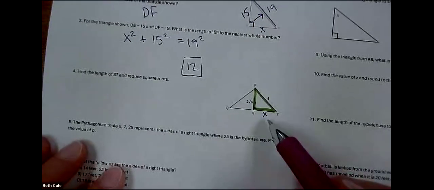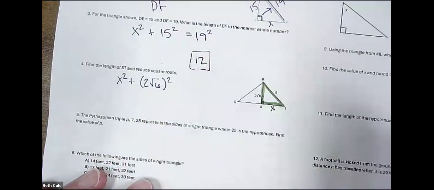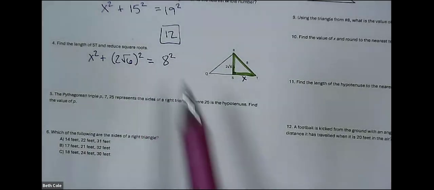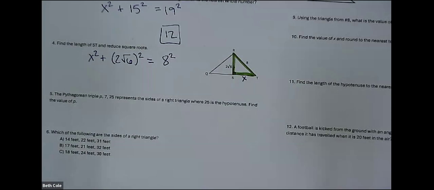All right, so it's going to be x squared plus 2 square root of 6 squared, whatever that is, we'll use our calculator, equals 8 squared. So it's a squared plus b squared equals c squared. Now, for this one, it doesn't say to round to anything. What does it say to do? Okay, so I can't really just shove this one in the calculator. We're going to have to actually work it out.